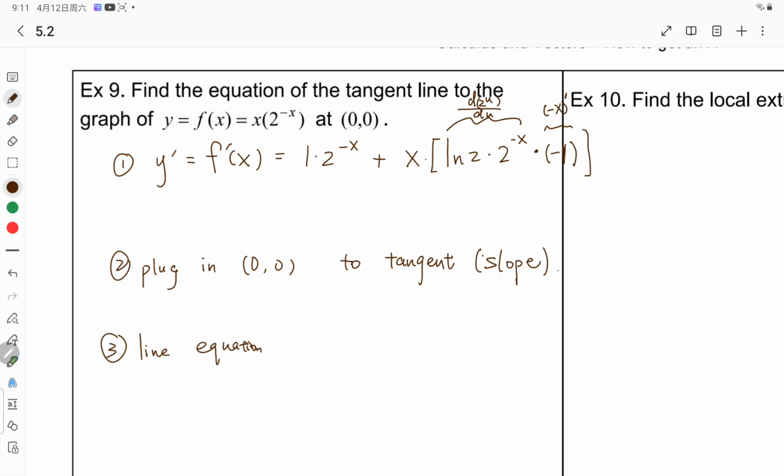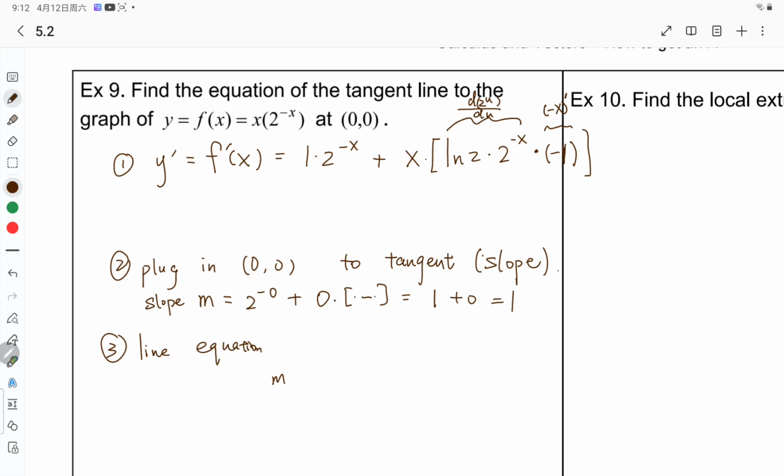And then here, 0, 0 is easy. So at 0, the slope, we just plug in 0, right? So 2 to the negative 0 is going to be, is it 0? No, it is 1, right? Anything to the 0 is 1, okay? And then the second part, the bracket is going to be 0, right? So it's going to be 1 plus 0 is 1. Okay, the slope is 1.